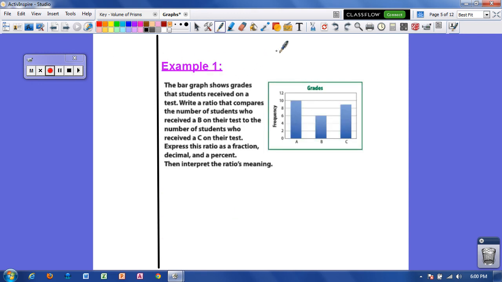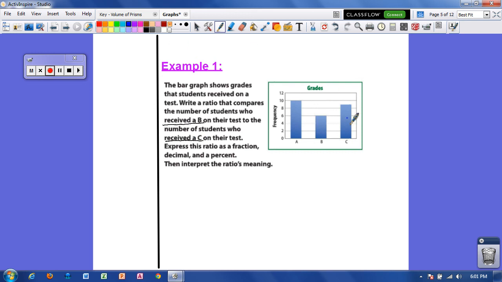Right, let's go ahead and look at an example. The bar graph shows grades that students received on a test. Write a ratio that compares the number of students who received a B on their test to the number of students who received a C on their test. Express this ratio as a fraction, decimal, and a percent. Then interpret the ratio's meaning. So we are concerned about who received a B, and we're comparing that to who received a C.